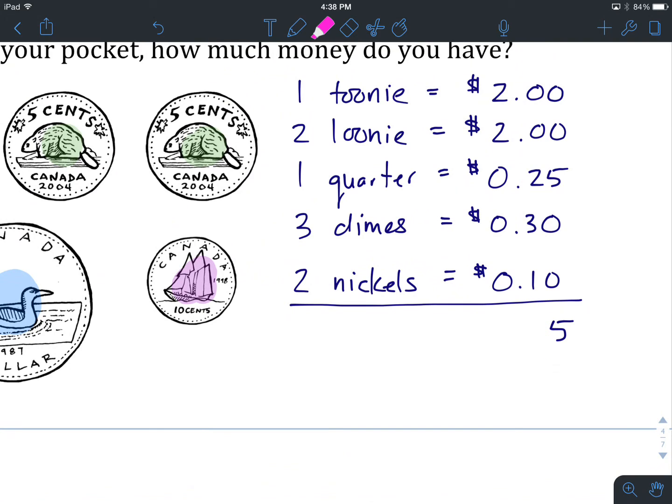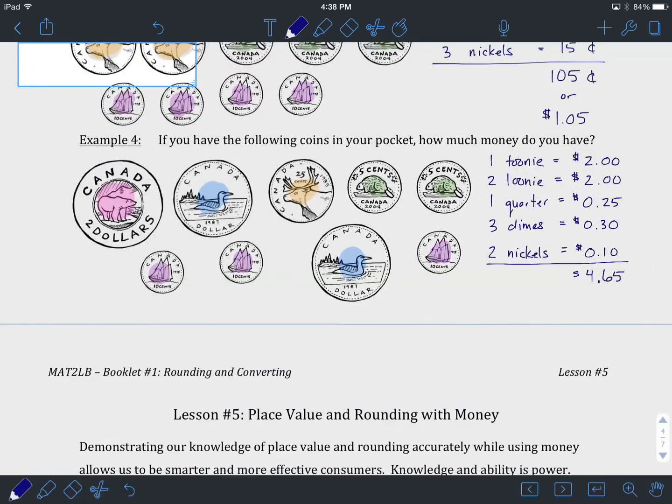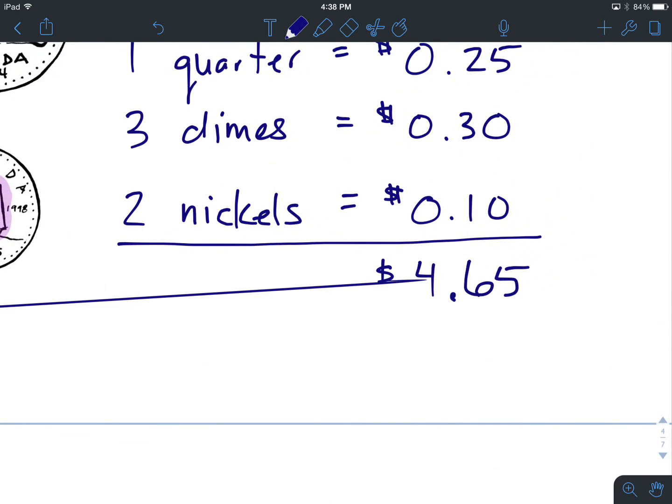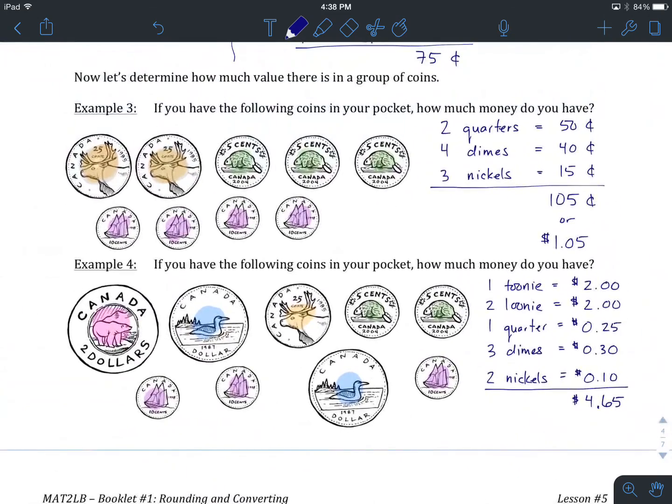That is still the highlighter. There's our 6. There's our decimal. And we add up this last vertical column here, 1 to the left of the decimal. We have 2 plus 2 is 4, and that's where we end. So we have $4. That got wild there for a second. We've got $4.65 in our pocket in example number 4.